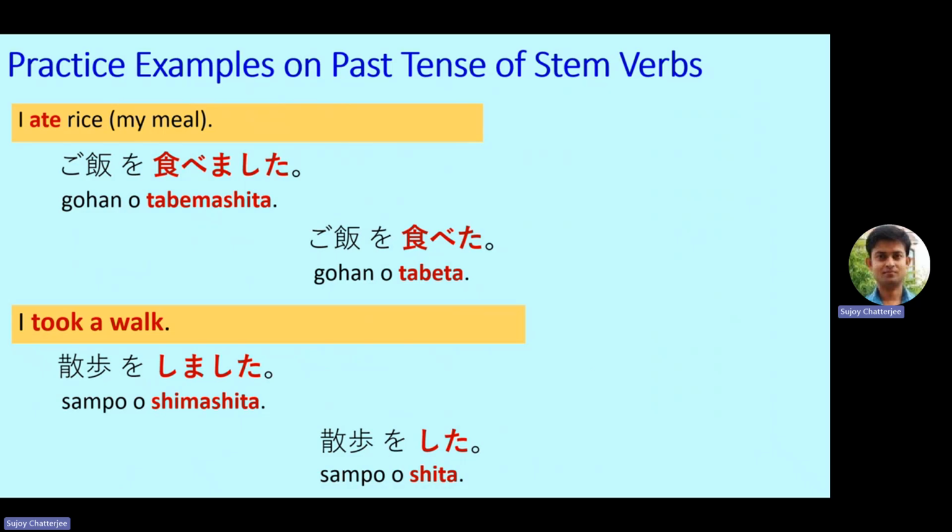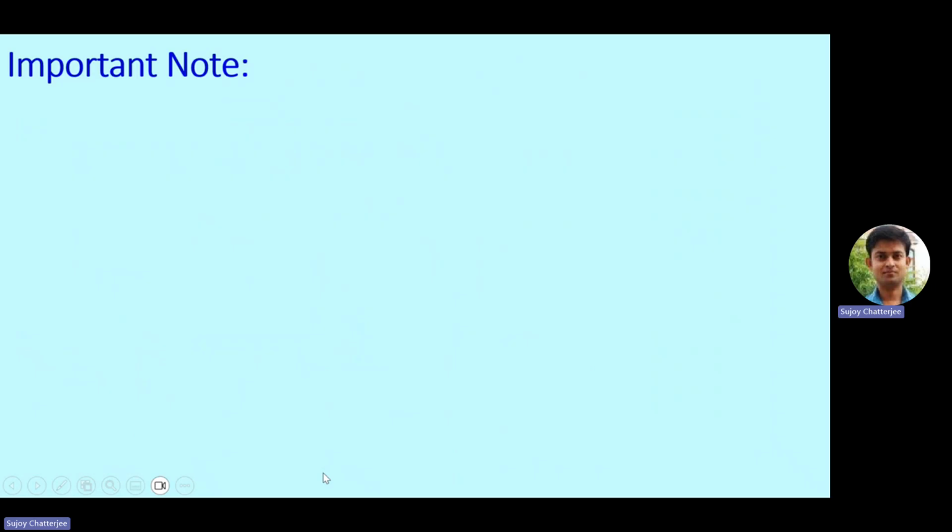So this is again group 4 now. So group 1, group 2, group 3. This is again now group 4. Sampo shimashita. I took a walk. Sampo shita. So that was about the 4 groups of verbs and their past tenses in plain form, or base form, or stem form. Any of these words may be used for that.